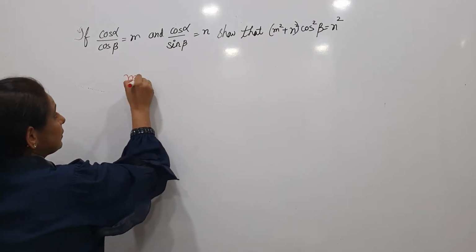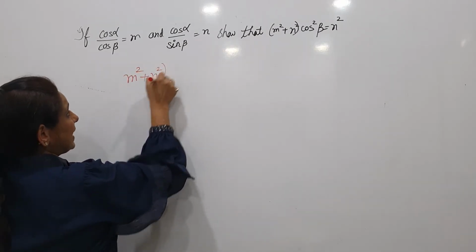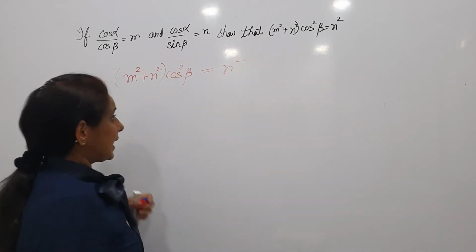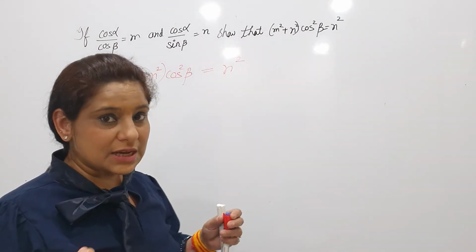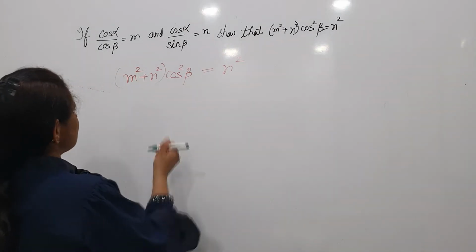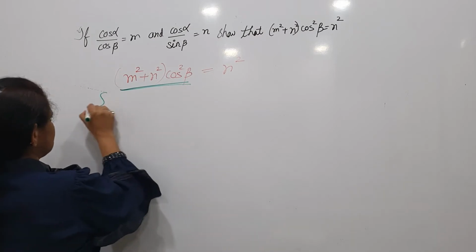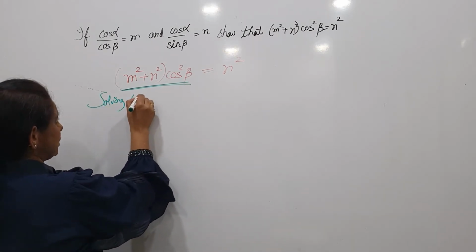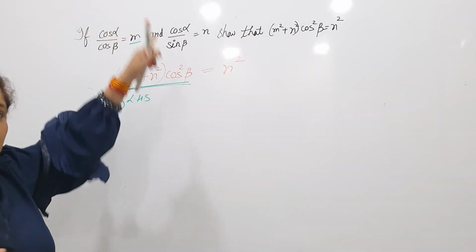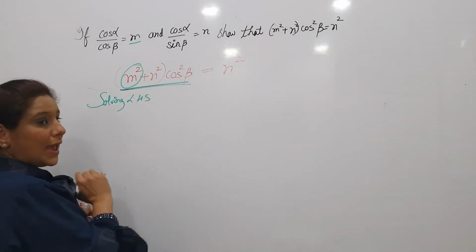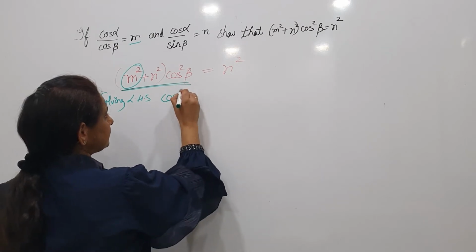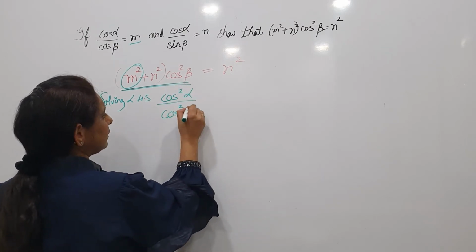So what we'll do, we'll start our question. As our LHS is m square plus n square multiplied by cos square beta, and the RHS is n square. So according to our rule, we'll start our question with solving LHS. So we'll start solving LHS, and this is our LHS. Solving LHS. So what is the value of m? The value of m is cos alpha upon cos beta. So what will be the value of m square? The value of m square will be cos square alpha upon cos square beta.